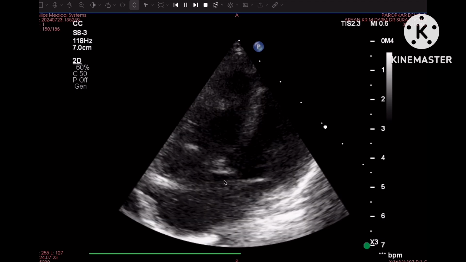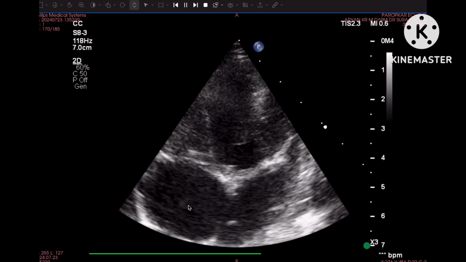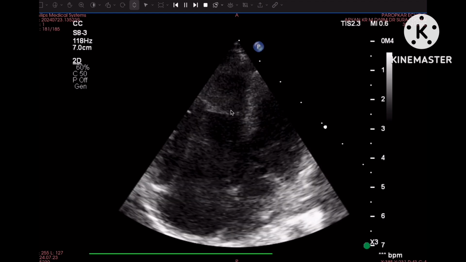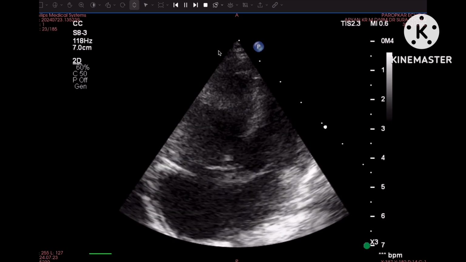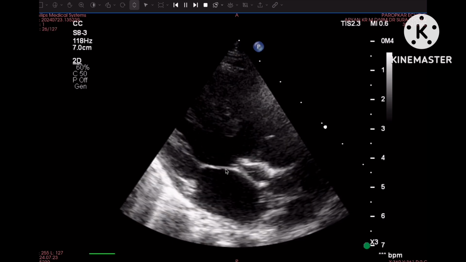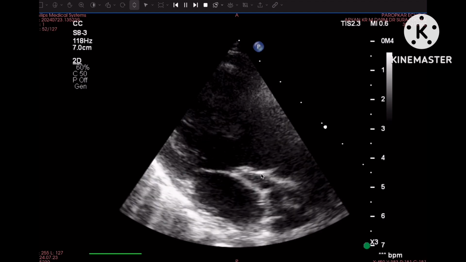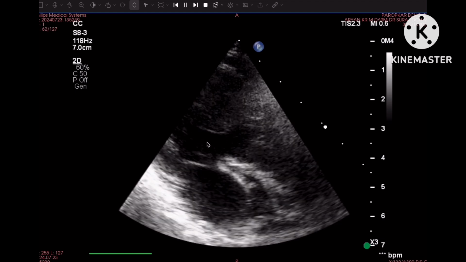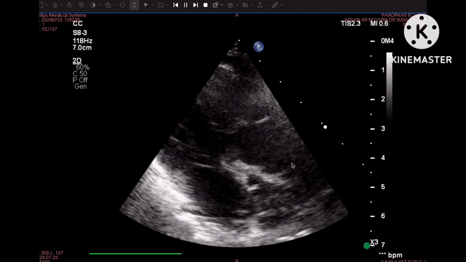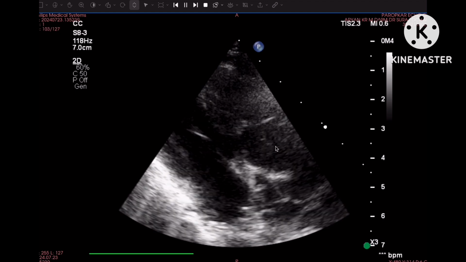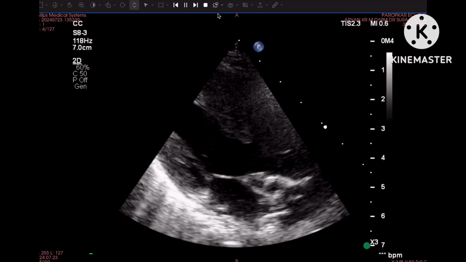This is the next view. Again, you can see this is the right atrium, and the right ventricle is dilated compared to the left atrium and left ventricle. Again, in this view, left atrium, left ventricle, and this pulmonary artery is coming exclusively from the left ventricle, and the aorta is coming mainly from the right ventricle. Some part of the aorta is also coming from the left ventricle.